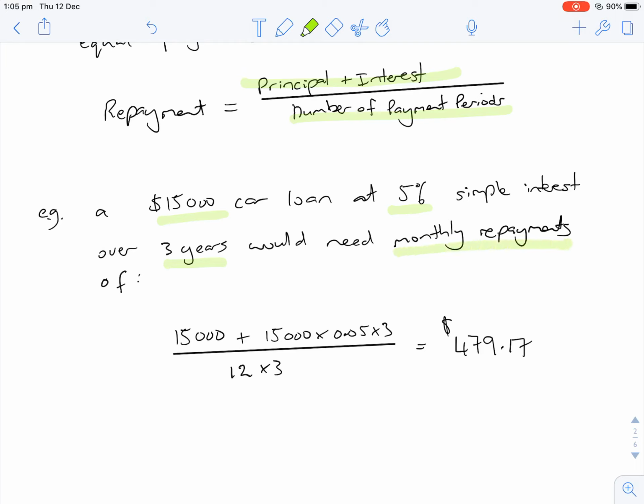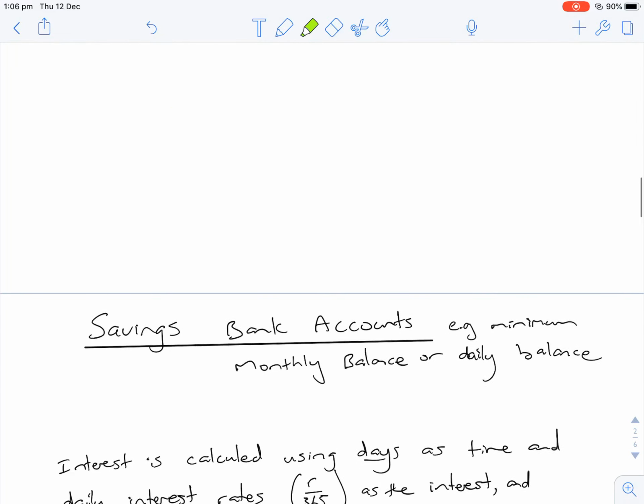So our total repayments, we need to pay back the $15,000 that we borrowed, plus the interest, which is my P times my R, it's a decimal, times my time. So that second part of the equation gives me the interest. And we just divide that by our total payments, which is 12 times a year times my 3 years, which would give me a total of 36 payments, and that means that each payment would come out at $479.17. Don't forget to round it to dollars and cents, because we're talking about currencies in these questions.